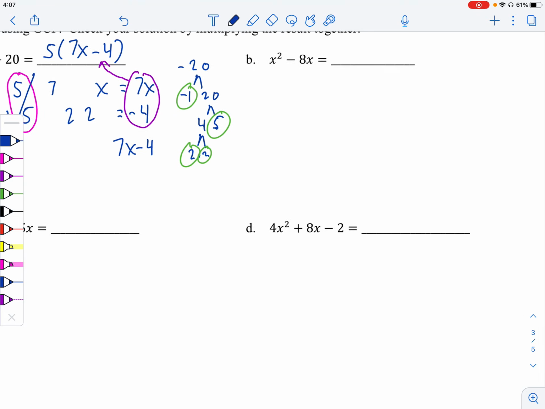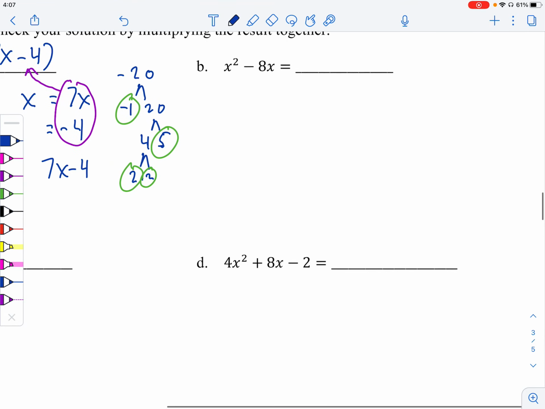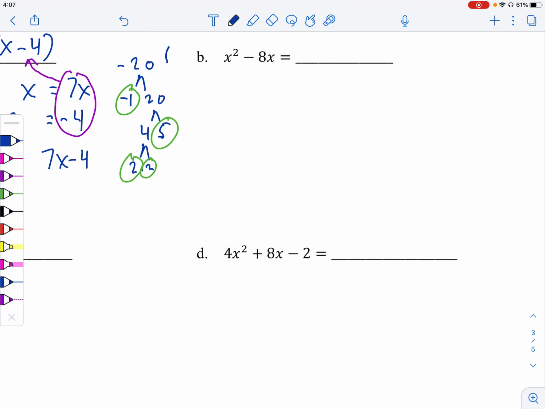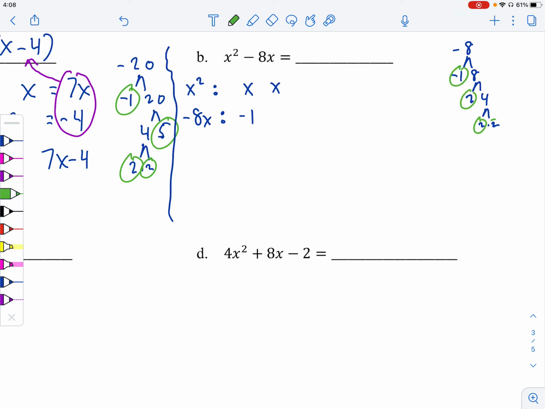Okay, so let's look at the next one. X squared minus 8x. So we're going to write each factor. Let's make some space. So x squared is x times x, right? Our two factors. Negative 8x, so negative 8, negative 1, and then let's break it down. Negative 1 times 8. 8 is 2 times 4. 4 is 2 times 2. So we have negative 1, 2, 2, and a 2. So those are our factors using the factor tree, right?